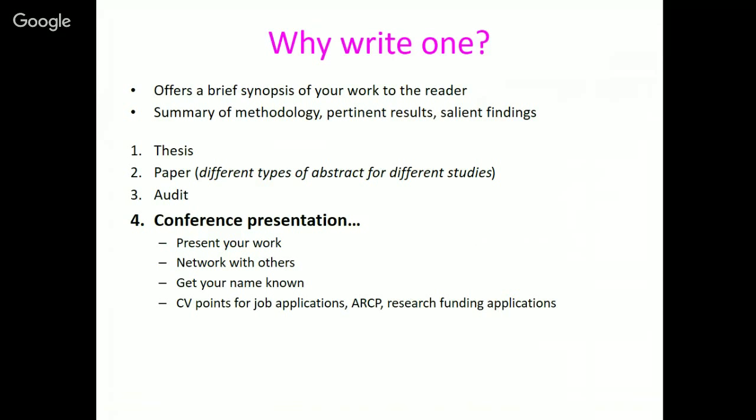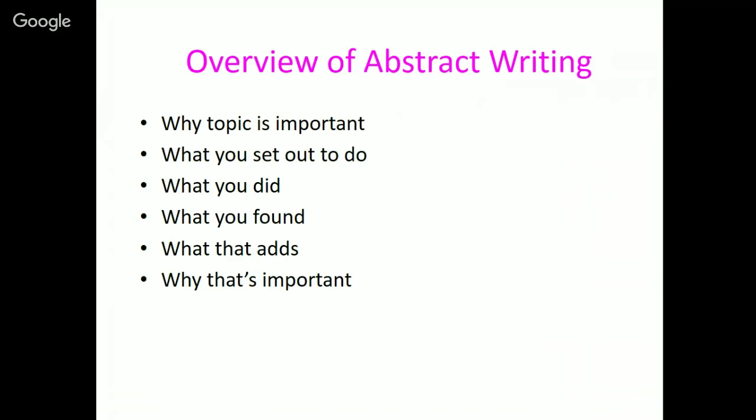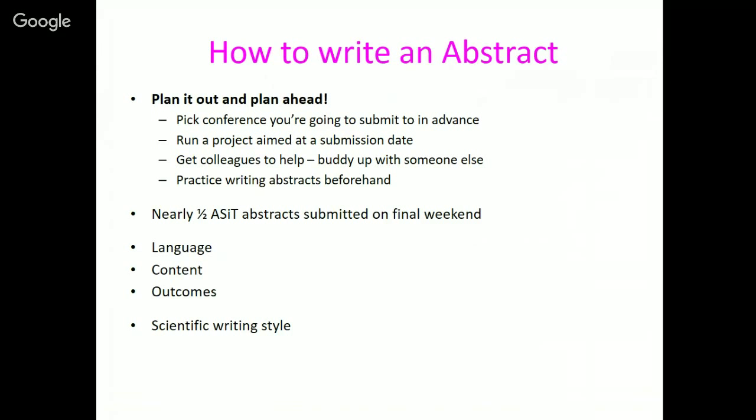So thinking about the actual abstract writing process, we can break it down into a number of parts. Setting out why the topic is important and what you did to address that, what you found and what that adds, and why that's relevant, why that's important.